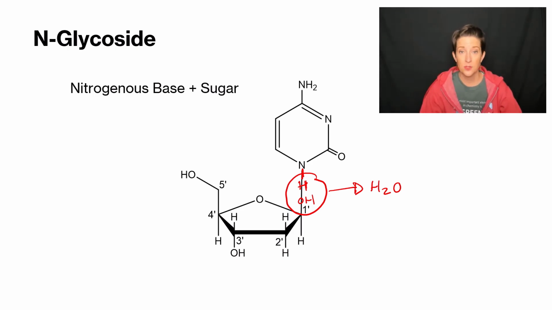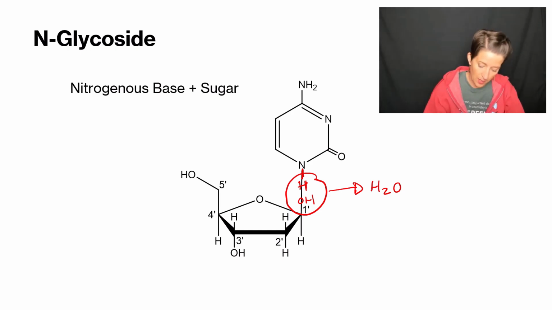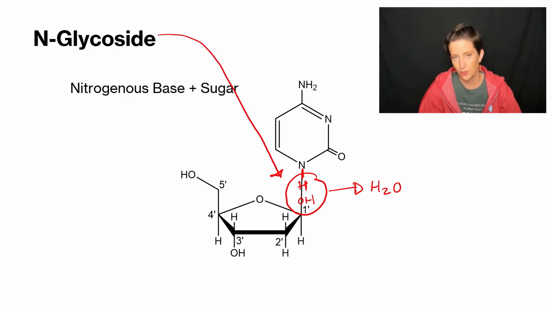Because these are not two sugars, but a nitrogenous base and a sugar, they call this bond an N-glycoside, or a nitrogen bonded to a sugar. So it's an N-glycosidic linkage.